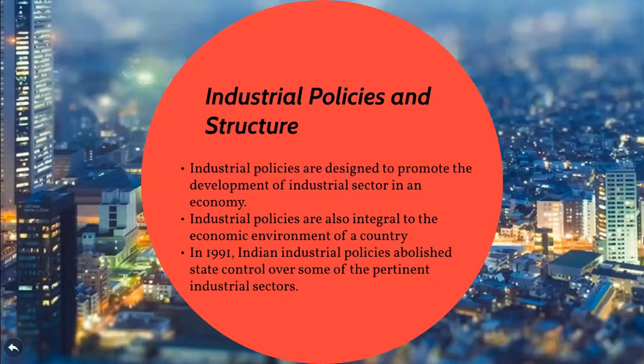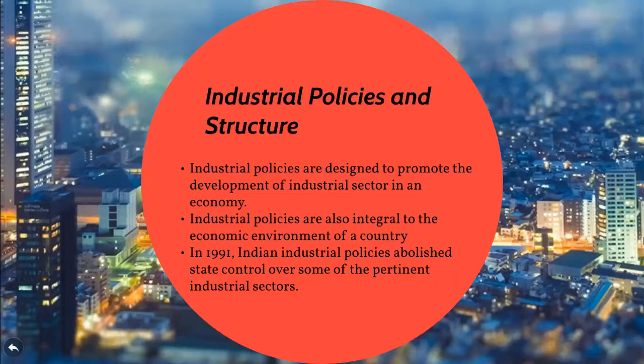Okay, in 1991, Indian industrial policies abolished state control over some of the pertinent industrial sectors. See, India got its independence in 1947. So from 1947 to 1990, India followed a certain kind of industrial policies. There were many amendments, there were many resolutions in between all these years, but there was an economy which was more influenced by the socialist kind of a structure. Okay, it was a mixed economy, but it was influenced by a socialist kind of culture. But till 1991, but after 1991, things changed. Okay, you must know the liberalization which happened in 1991.